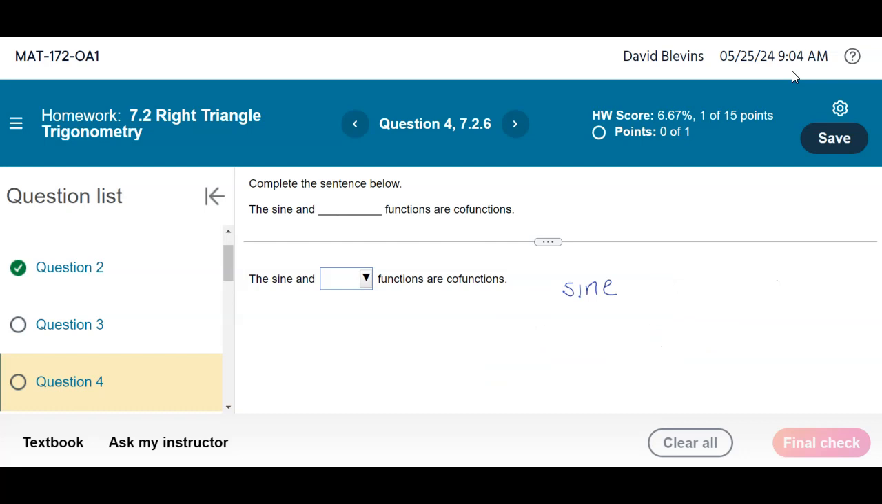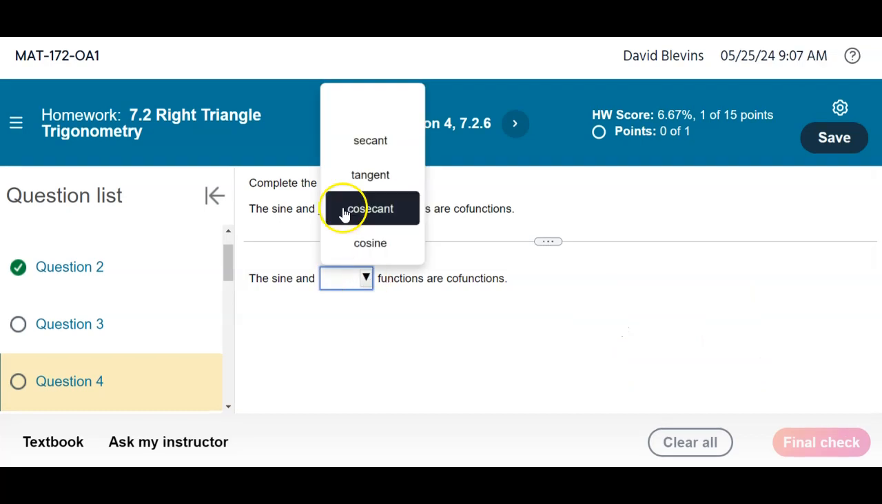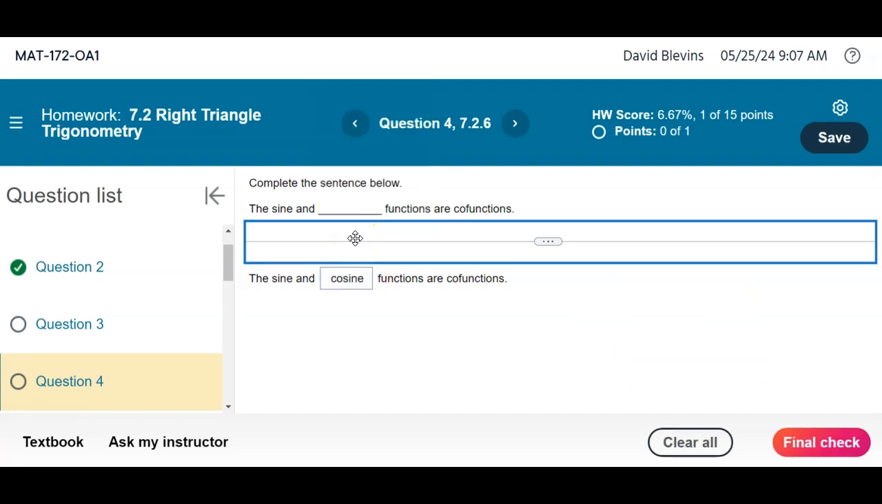And when we're looking for cofunctions, the cofunction for sine is cosine, right? The cofunction for tangent is cotangent, and the cofunction for secant, you guessed it, is cosecant. Now, it also works the other way. The cofunction for cosine, removing the co, is the sine. So you can either add a co or remove a co to figure out a cofunction. So that means that sine and cosine are cofunctions.